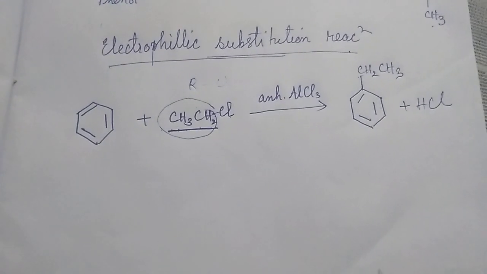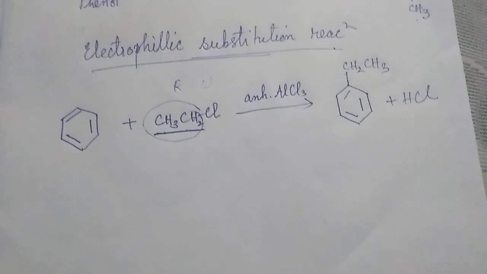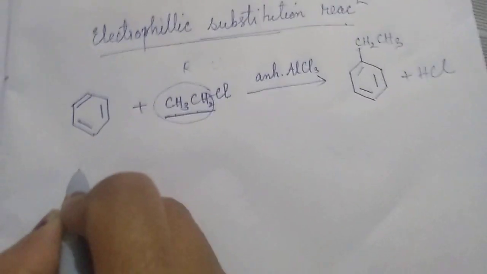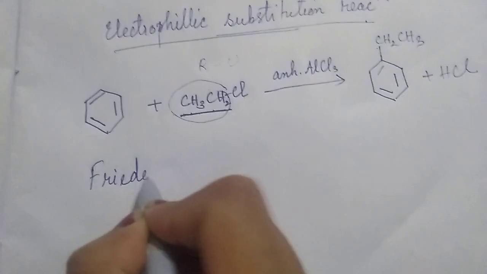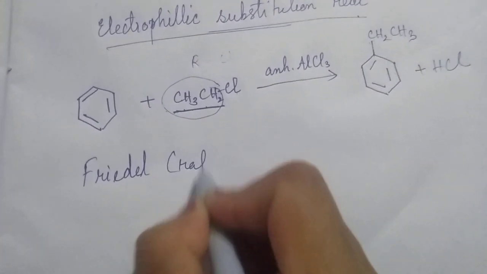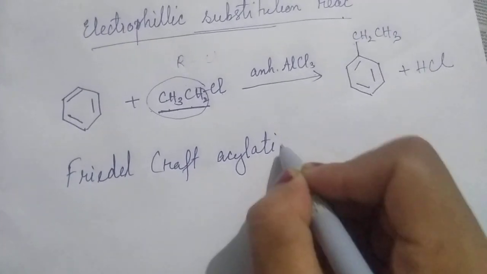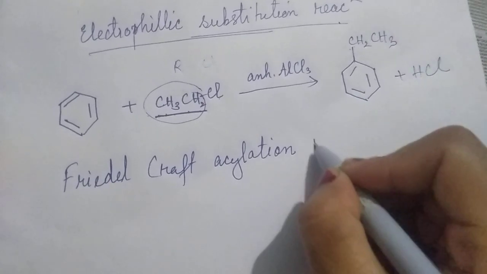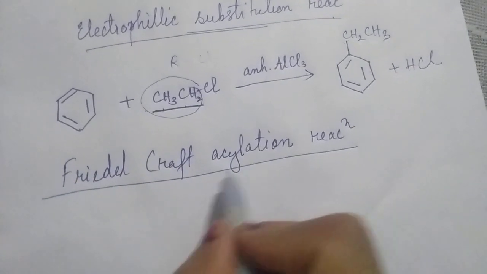Now we will go to another type of Friedel Craft reaction, that is the Friedel Craft acylation reaction. Previously it was alkylation, now it is acylation. So we have to have an idea of acyl, what the acyl group is.